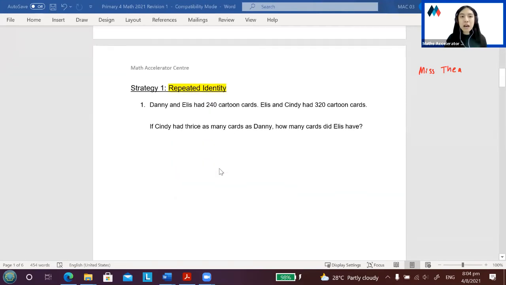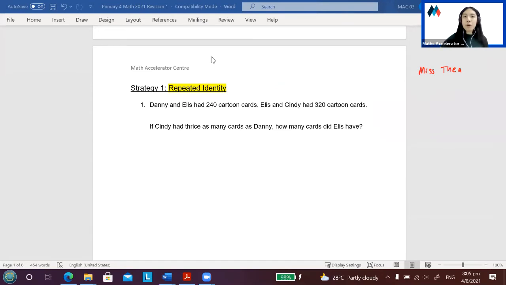Here we have question 1. For your papers, if you printed them out or have them in front of you, this might say up here, it might say comparison model. Sorry, that is a typo. What it should say is repeated identity because we are doing repeated identity questions. Okay, so let's read the question.